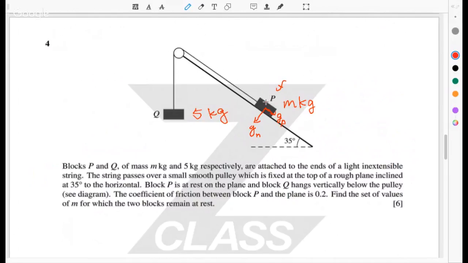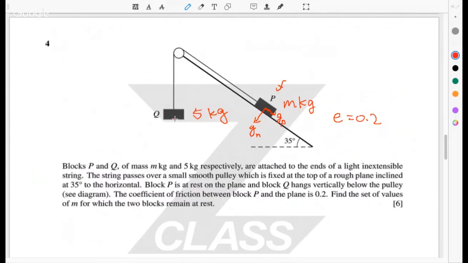So now block P is at rest on the plane, and block Q hangs vertically below the pulley. The coefficient of friction between block P and the plane is 0.2. So mu equals 0.2. Find the set of values of m for which the two blocks remain at rest. So this question is interesting in the sense that there are two different possibilities.